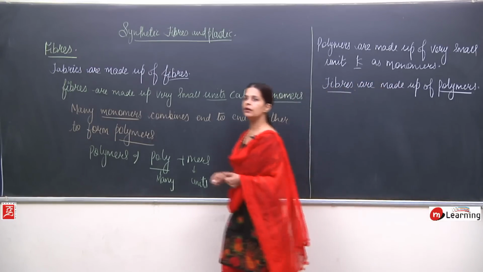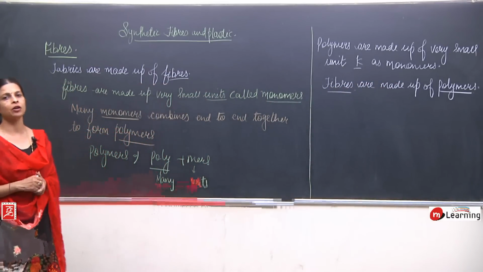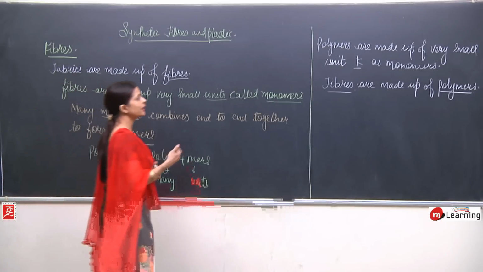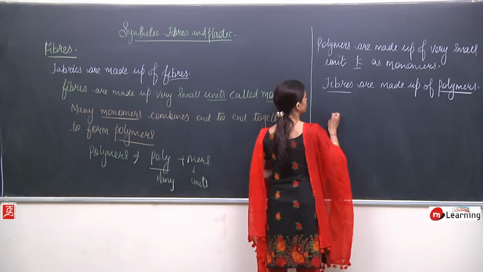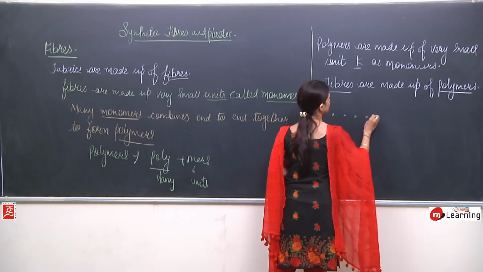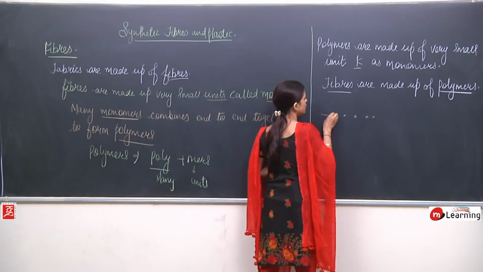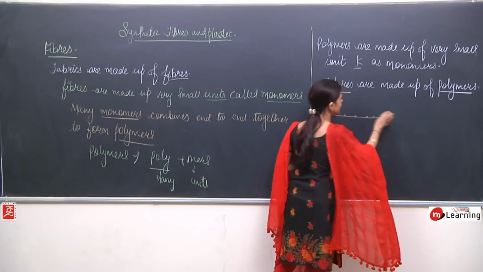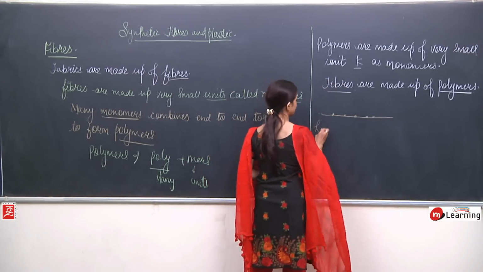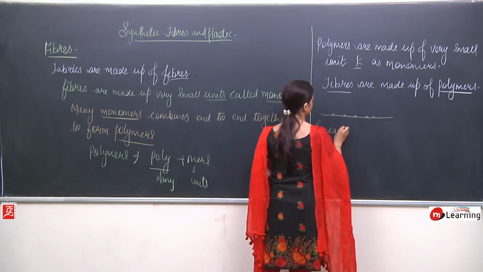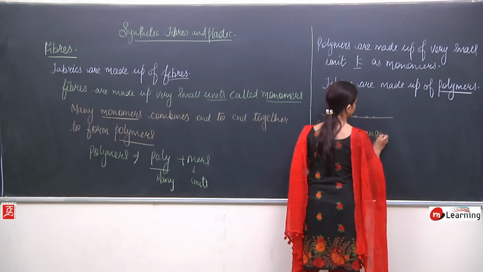Now, the formation of a polymer, like the arrangement of monomers, can be in different forms. Like when these are monomers and they are combining in a straight way, then it is known as a linear arrangement.